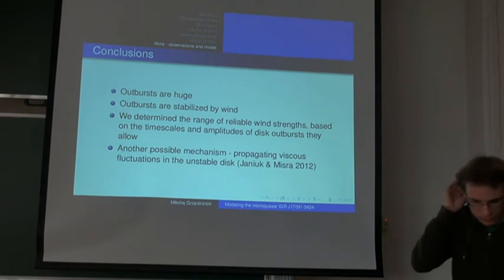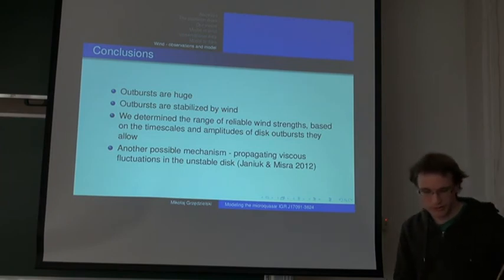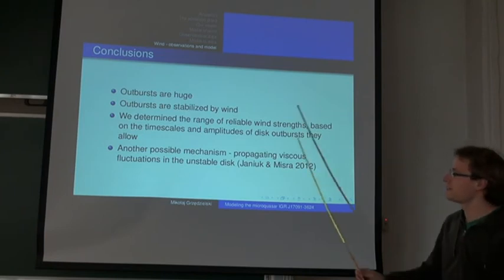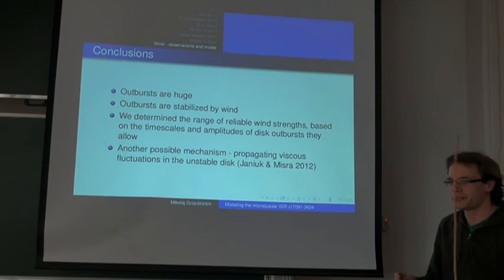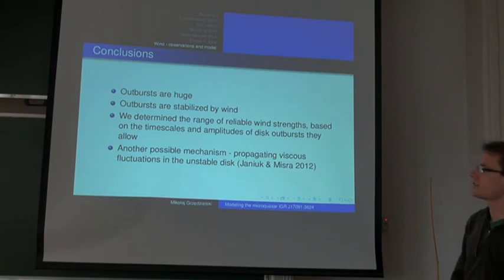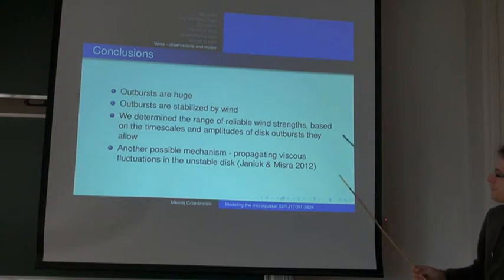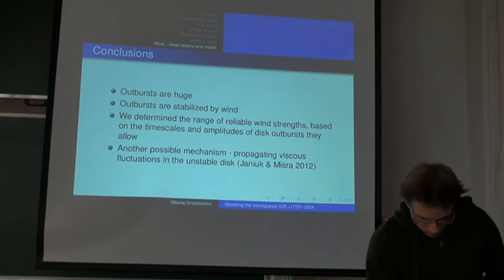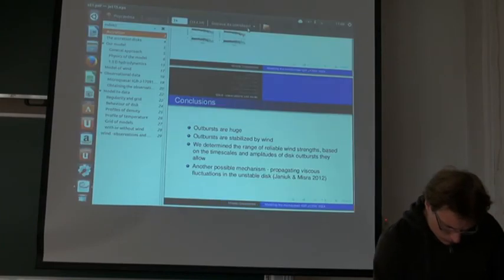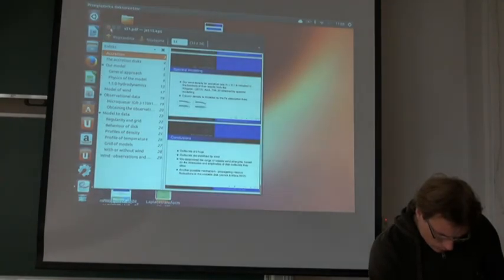And generally, the outbursts are huge. We can say outbursts are huge and stabilized by wind, because the period of outbursts for greater wind parameter is smaller, and amplitude is also smaller. And is it possible to compare the value of this wind parameter with other observations, where you can also see the effects of the wind?